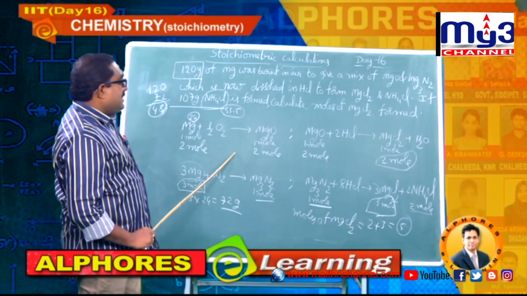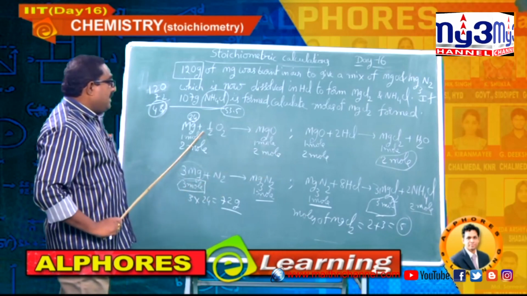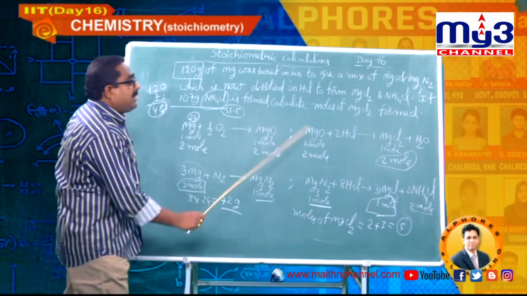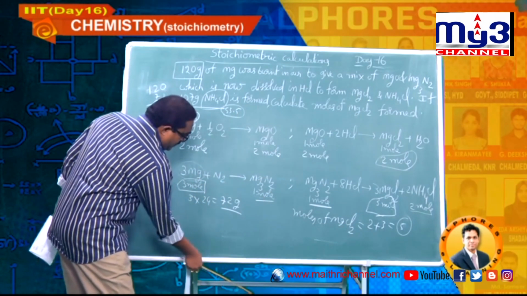And this question is having 2 types of approaches. Parallel reaction, reacting with same magnesium with oxygen and nitrogen both, and at the same time sequential reactions. Both are involving in this. You please note down. Let me go for the next question.